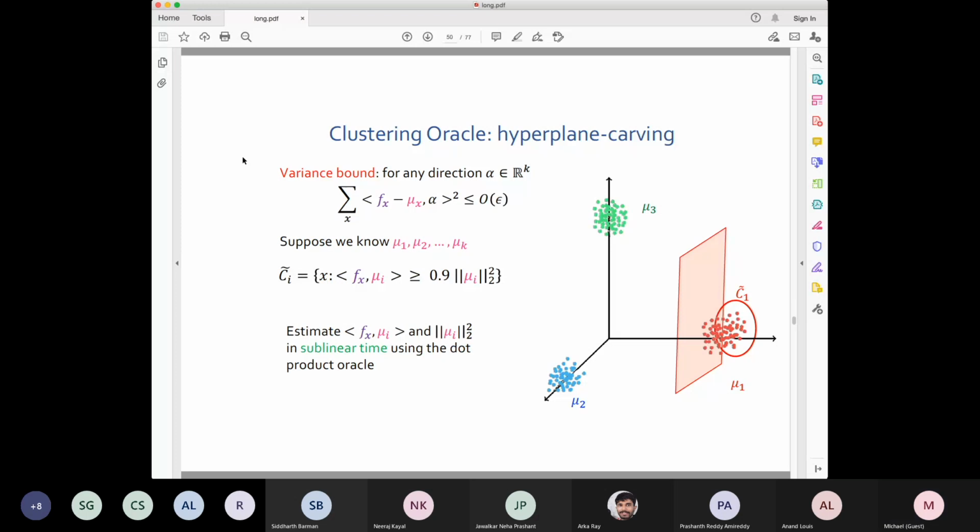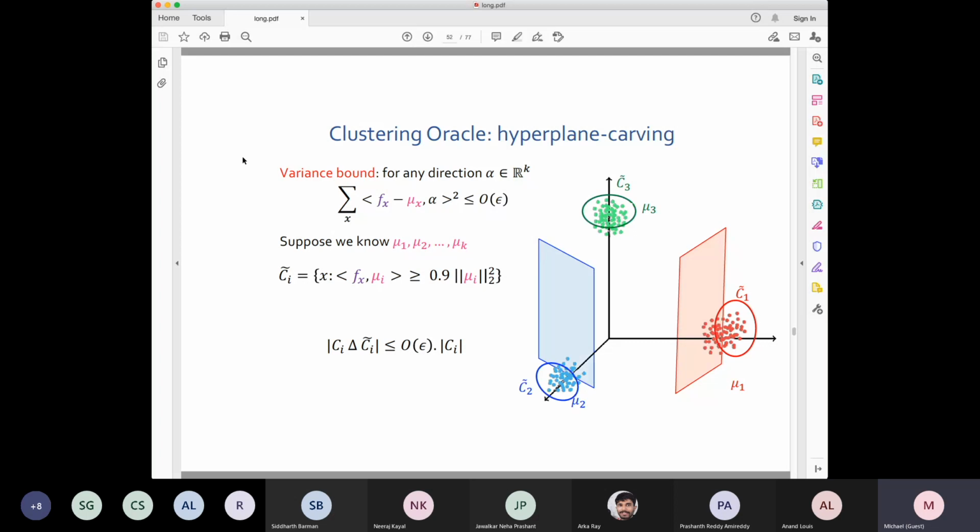This is good because I want a clustering algorithm that only uses dot product access to the spectral embedding space, which I have via my dot product oracle, and this can be done at least approximately using the oracle. Here is the pictorial representation: we cut off the corresponding clusters using hyperplanes. This is not a bad idea. One can prove that if we define the clusters Ci tilde this way, then every individual Ci tilde will be an order epsilon approximation of the corresponding Ci.